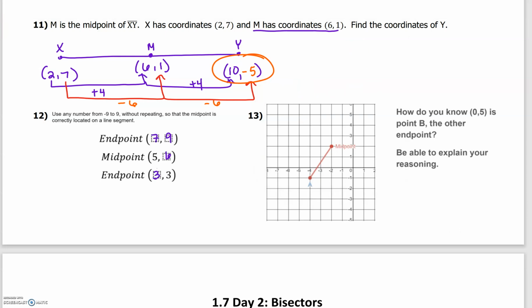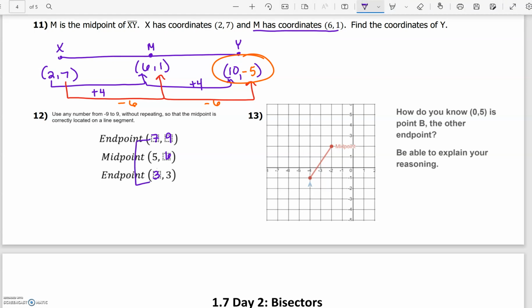Here's a sample example. There are lots of options because basically we're just adding up our endpoints, and then if we divide by 2, it should give us our middle number, right? So if I were to take 9 plus 3, that's 12. 12 divided by 2 is going to give me the 6. So we add our endpoints, divide by 2. So lots of different options for that one.